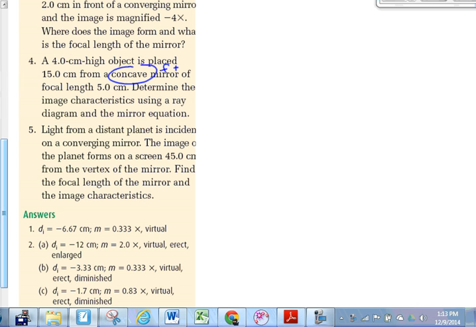Okay, we have an object height here of 4 centimeters. We have an object distance here of 15 centimeters. We have a focal length here of 5 centimeters, and we're going to leave it as positive because it's a converging mirror. We want to determine the image characteristics. We won't bother using a ray diagram because we've already drawn all the ray diagrams. We'll do the math here. If we want to find the image characteristics, we've got to start solving for things. Let's try this equation and see what we can solve for here.